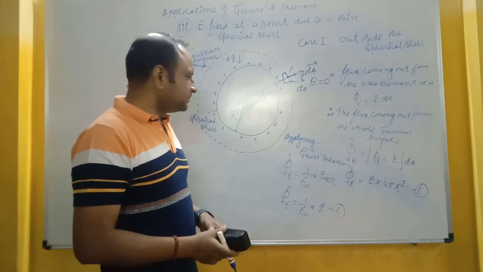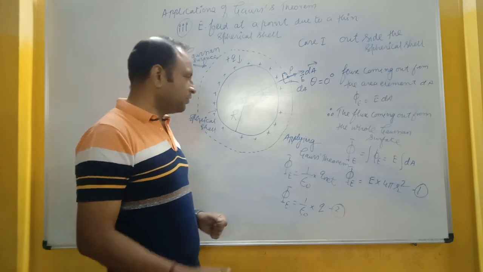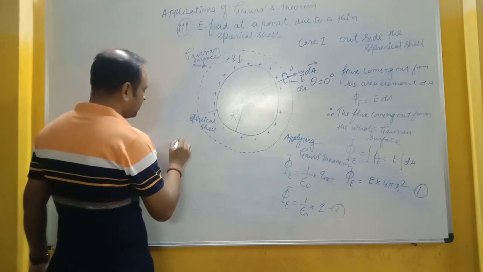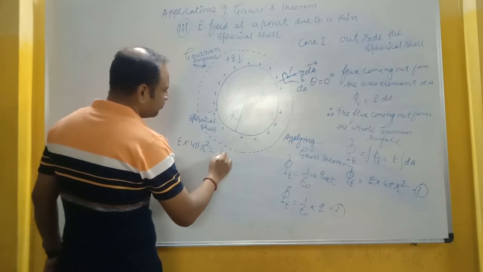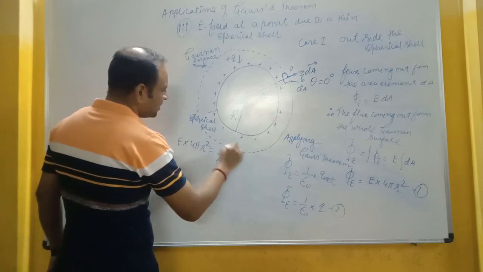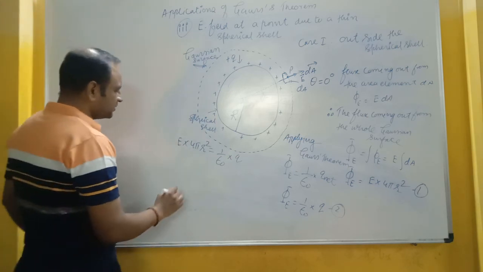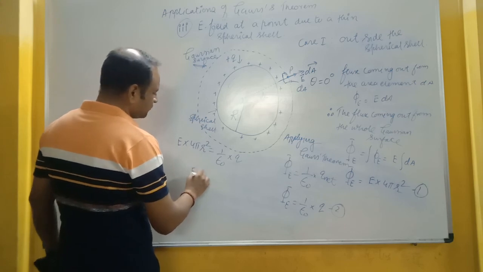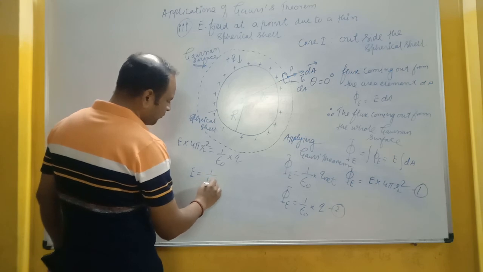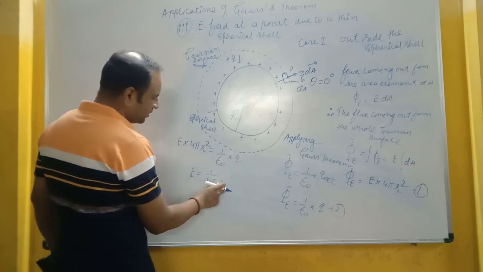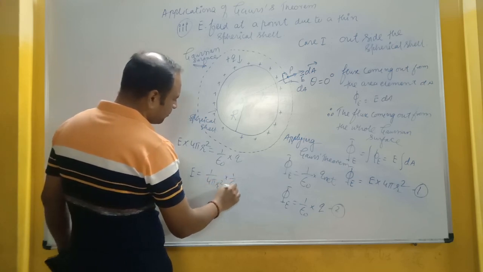Again, equating the left hand sides of equations 1 and 2, what I have is E multiplied by 4 pi R square is equal to 1 upon epsilon 0 multiplied by Q. I am reaching a result that I have seen earlier as well. If I bring it here, it would be 1 by 4 pi R square in the denominator. So E is equal to 1 by 4 pi R square into 1 upon epsilon 0 into Q.